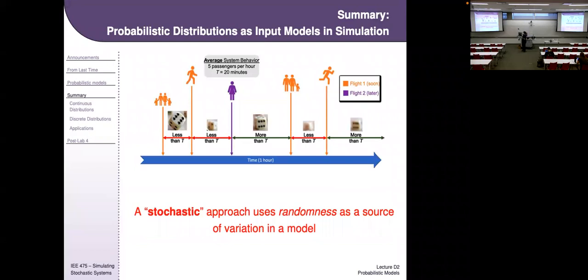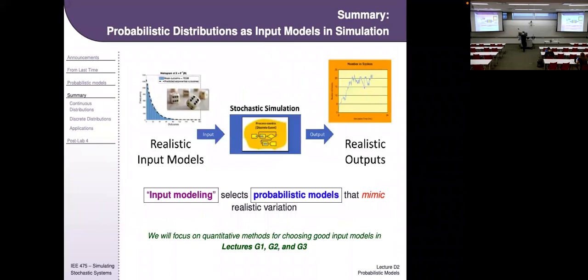All right, so to get a summary of all of that stuff: the stochastic approach uses randomness as a source of variation. Input modeling is how we choose which random distribution to use. We're going to focus on how to actually evaluate our choices after the midterm, in lectures basically in Unit G.